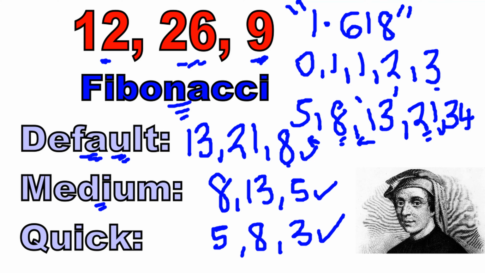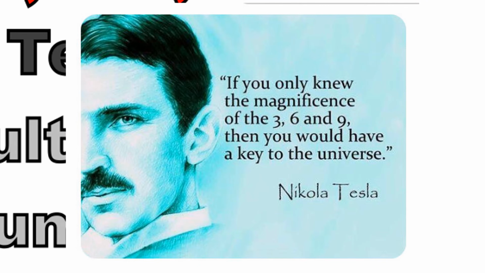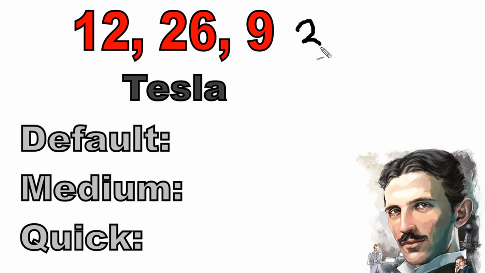But before, let's take a look at the next setting options, which is to approach the MACD by way of Tesla's approach. So Tesla is famously quoted as saying, if you only knew the magnificence of 3, 6, and 9, then you would have a key to the universe. So we're going to have to use those three numbers, 3, 6, and 9. To keep it simple, we're just going to go with numbers that are divisible by 3.